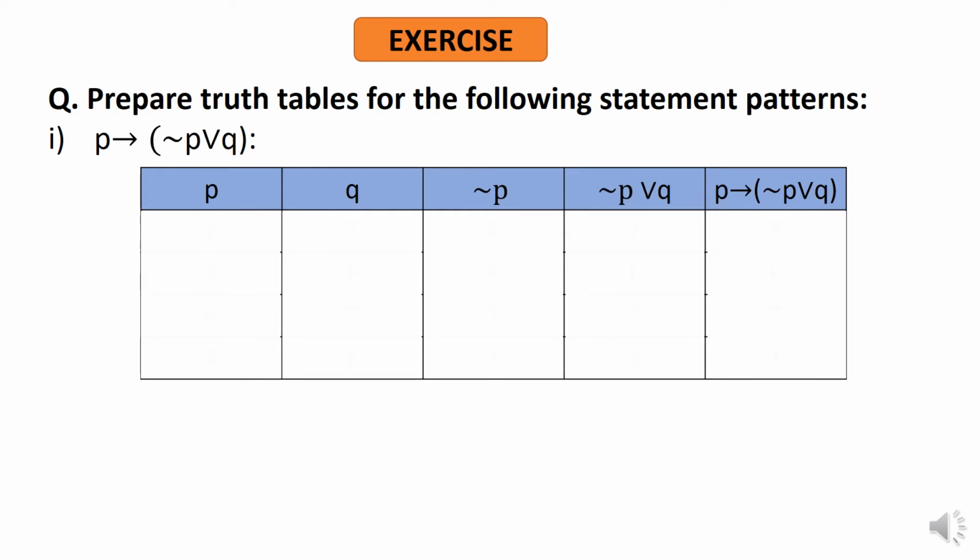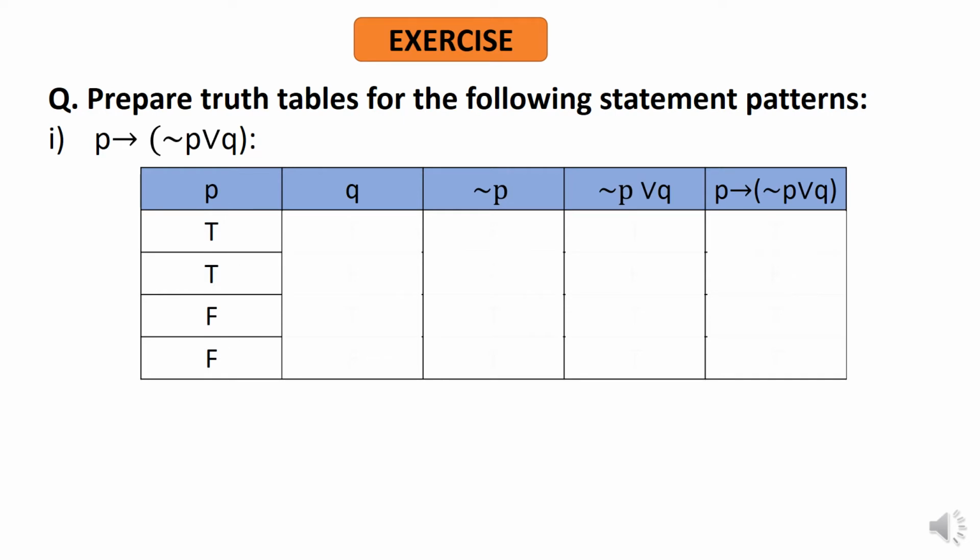Now what are you going to include in those rows and columns? You are going to include P, Q and then not P and then the bracket, that is not P or Q, and then at last you are going to write the entire question, that is if P, then not P or Q. And then initially write the truth values for P.